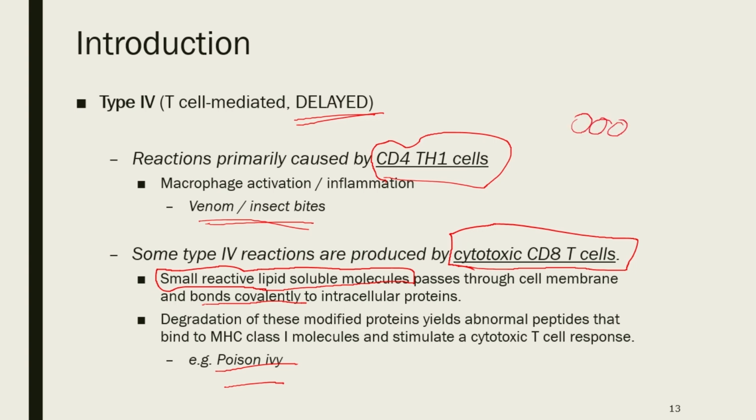Do you remember the lipid bilayer? All right, so this is the lipid bilayer there. A smaller molecule goes through it. So the small molecules that are lipid soluble go through the cell membrane and bond covalently to intracellular proteins. Something inside the cell changes, almost like it's virus infected, where you get some type of abnormal proteins present, so the CD8 T cells recognize it and take care of it.